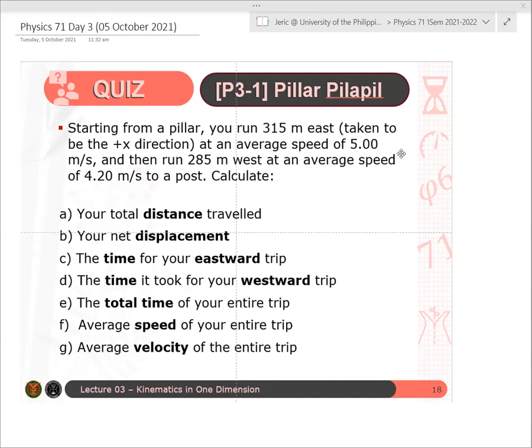So as I said, you run 315 meters east towards the x direction. Bilis mo ha, at an average speed of 5 meters per second, and then you run in the opposite direction at a speed of 4.20 meters per second, about 285 meters. Okay, so letter A, what is the total distance traveled?